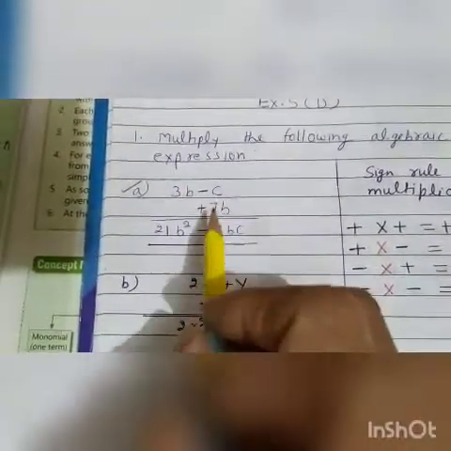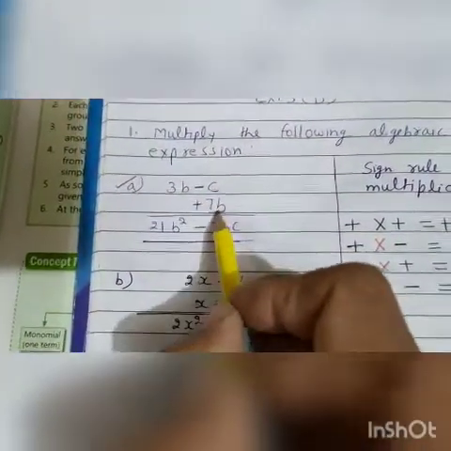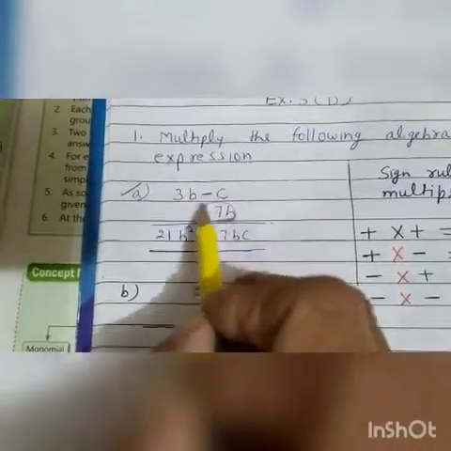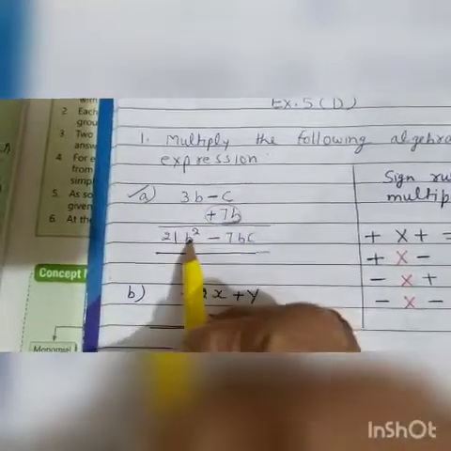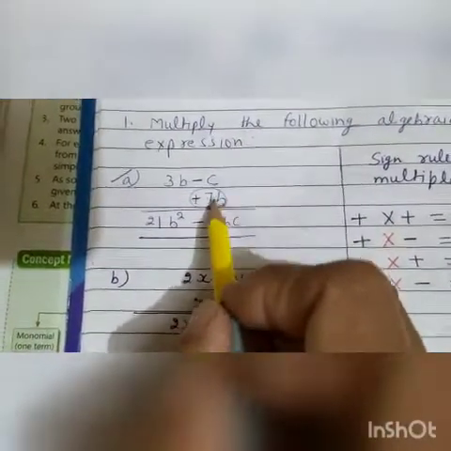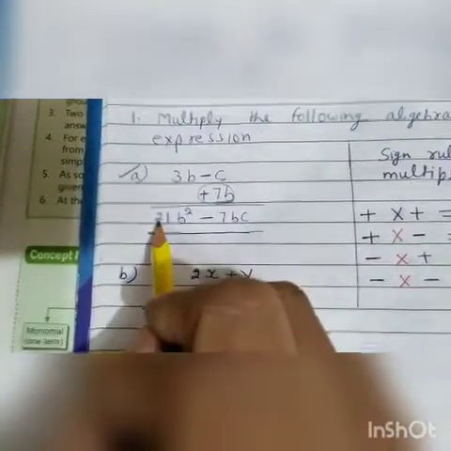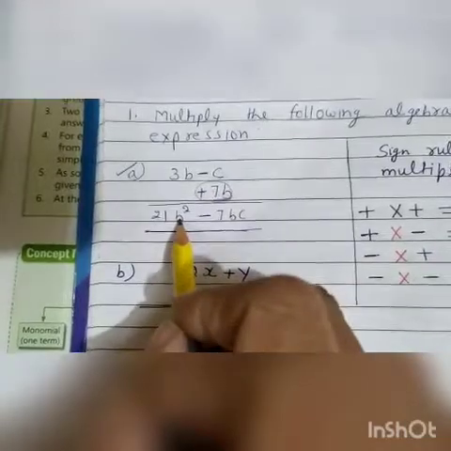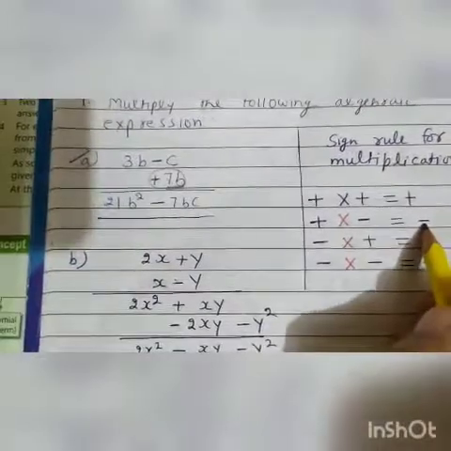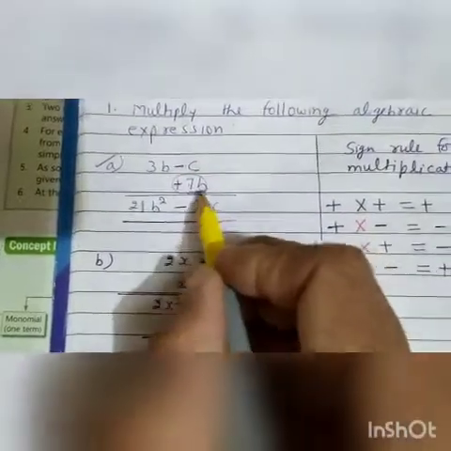This is the column method. First we will multiply this 7b. See students, this is a binomial and this is a monomial. First we will multiply this 7b with this 3b. 7 times 3 is 21, b square. Students, when we do simple multiplication, we start from the right hand side. In algebraic multiplication, we start from the left hand side. 7 times 3 is 21, b multiply b, b square. Now plus and minus. See, when we multiply one plus sign and other is minus, then the product sign is minus. So minus 7 times 1 is 7, b, c.